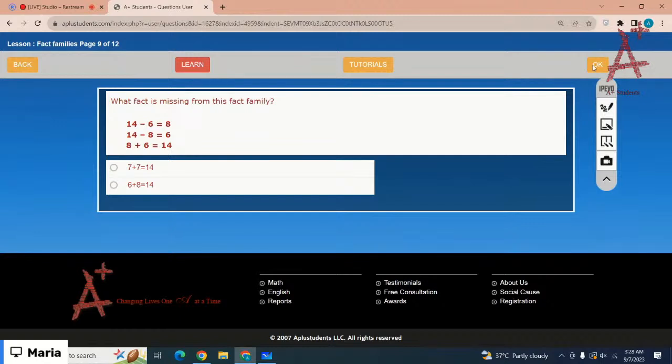What fact is missing from the fact family? Which is the correct option? Option 1 or option 2? Yes, the correct option is option number 2. 8 plus 6 equals 14. That would be option number 2 is the correct option.